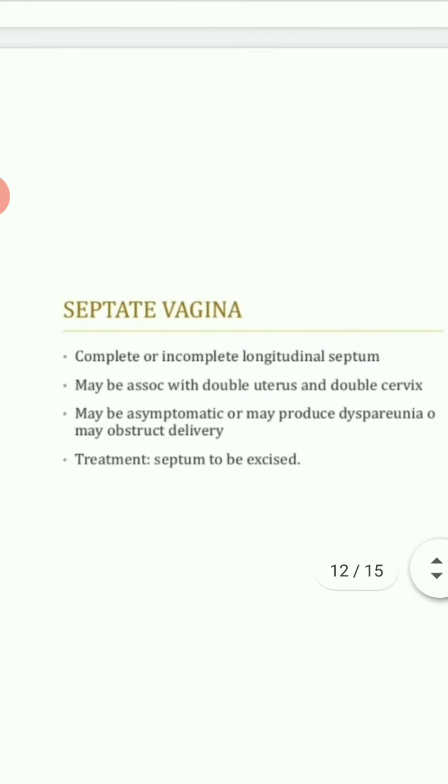Then septate vagina. Septate means a complete or incomplete longitudinal septum, not a continuous one. It may be associated with a double uterus or double cervix. It may be asymptomatic, or may produce dyspareunia, or may obstruct delivery. Treatment: the septum is to be excised. That septum should be cut off.